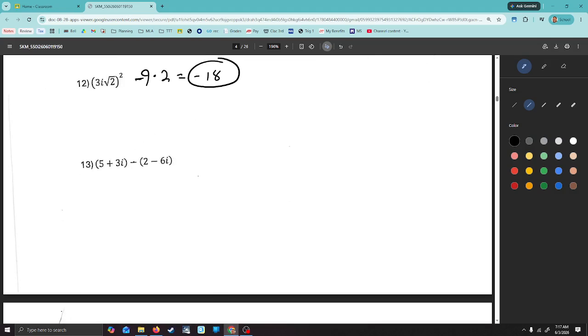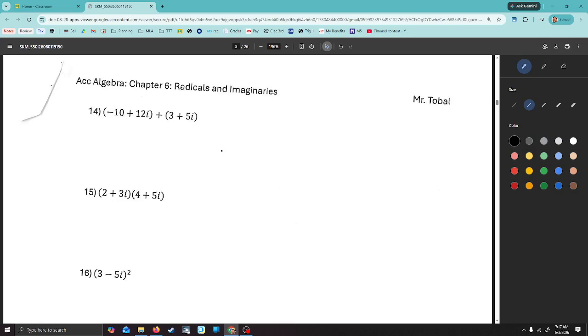For number 13, you're subtracting here. So 5 minus 2, 3. And then over here, it's 3i minus negative 6i. So you add that, 9i. You're adding negative 10 plus 3, negative 7. 12i plus 5i, 17i.